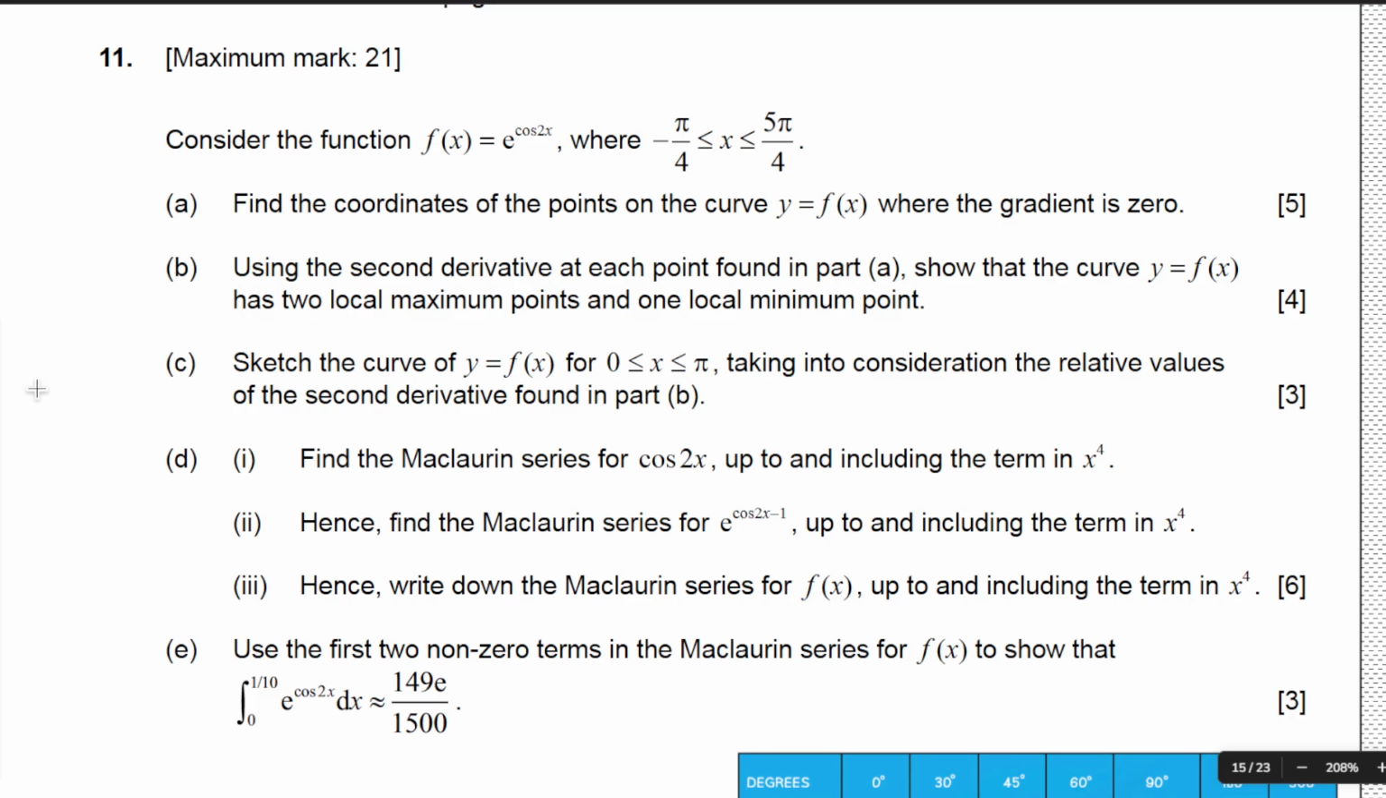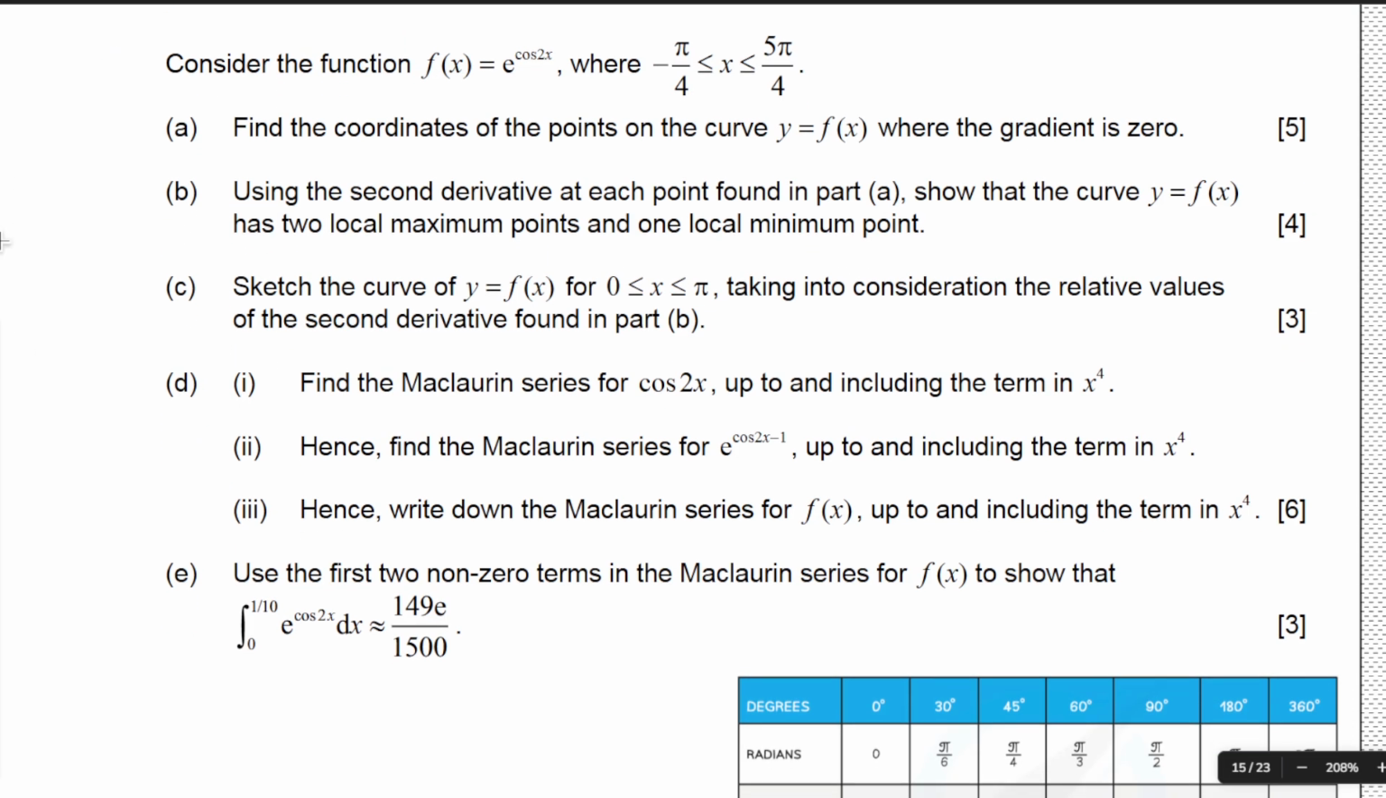Using the second derivative at each point found in part A, show that the curve y equals f of x has 2 local maximum points and 1 local minimum point. Sketch the curve of y equals f of x, for 0 is less than or equal to x is less than or equal to pi, taking into consideration the relative values of the second derivative found in part B.